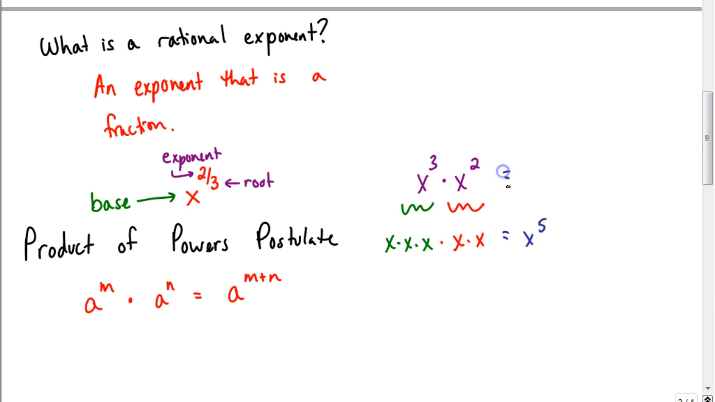And so that's what this postulate is trying to tell us, that we could simply add the exponents and get the same result. So we don't have to write it as a repeated multiplication problem. We can just use this postulate and know that we would add the exponents. But it's important to note that the bases have to be the same. So let's look at an example here.